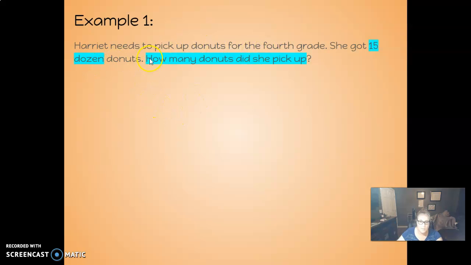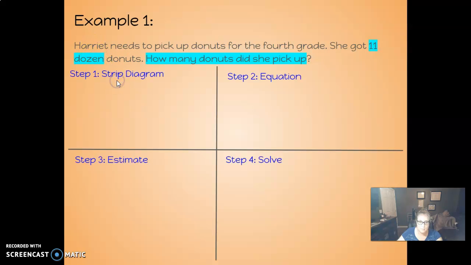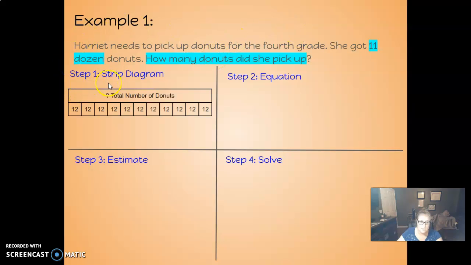So I'm going to now make a strip diagram that represents this problem. So I'm going to set up my 4-square model. I know I'm going to do strip diagram first, then my equation, my estimate, and then I'm finally going to solve. So the first thing I'm going to do is my strip diagram. So she got 11 dozen donuts. So I'm going to say 11 groups of 12. So here is my strip diagram.